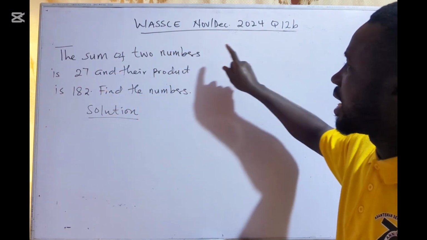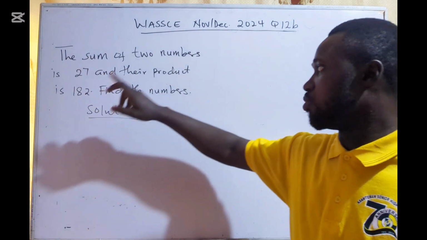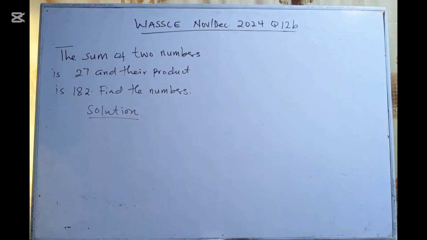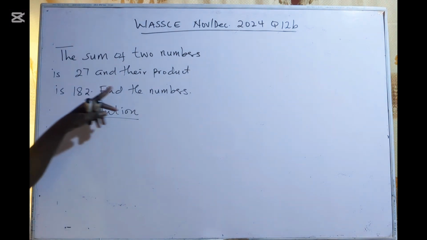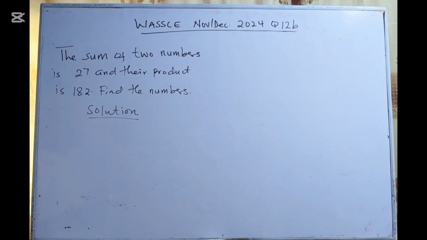The sum of two numbers is 27 and their product is 182. Find the numbers. Alright, so there are two numbers. When you add, it will give you 27. When you multiply, you get 182, and we are trying to find the numbers. We don't know the numbers, so represent the numbers by variables.